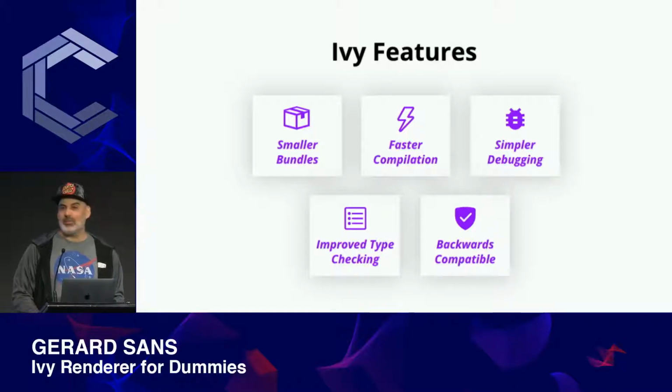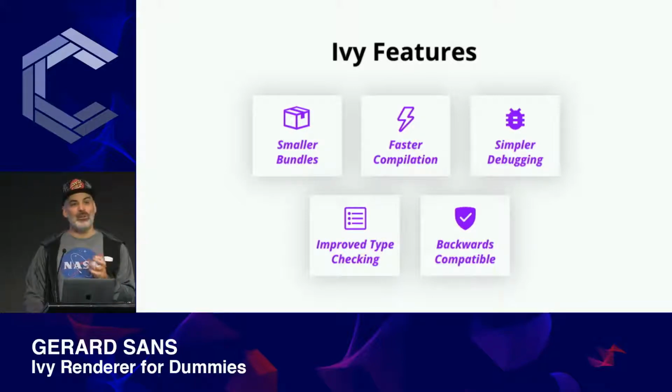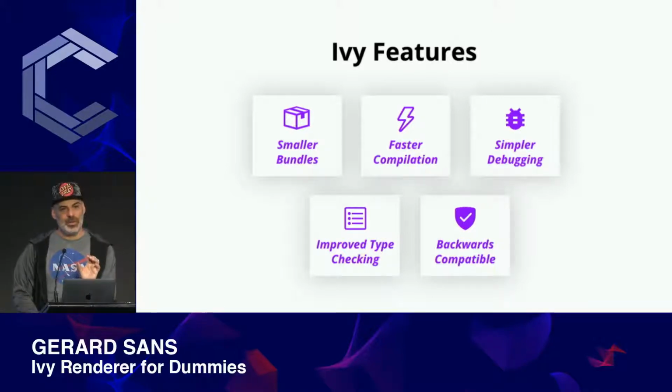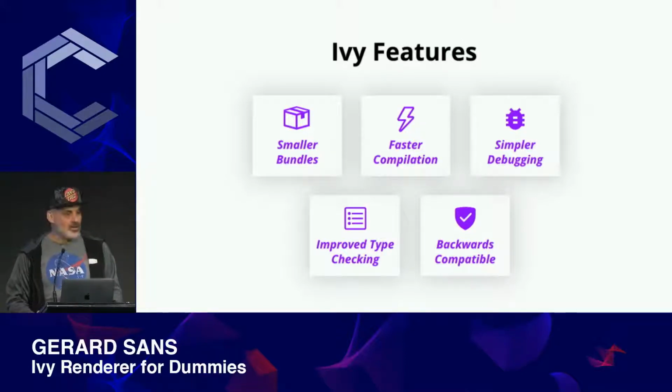There's also faster compilation. One of the features that comes with Ivy renderer is that it's working at the component level. That means that if we change a component, it will only compile that piece of code. So if you have a large project, it will only compile that bit that you change. So that's going to make these large projects compile much faster.